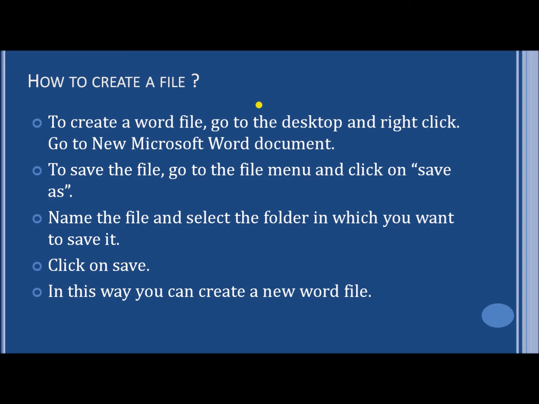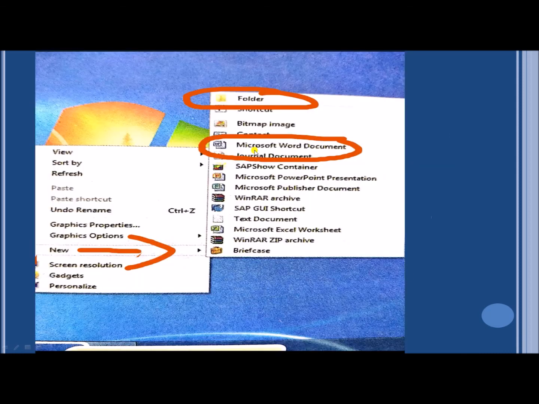Like for example, consider how to create a file. Here we will assume that we are talking about creating a Word file, a Microsoft Word file to be more specific. To create a Microsoft Word file, we will have to go to the desktop and right click on an empty space of the desktop. You already know what the desktop is and how it looks. You will right click on the desktop and go to new, Microsoft Word document.